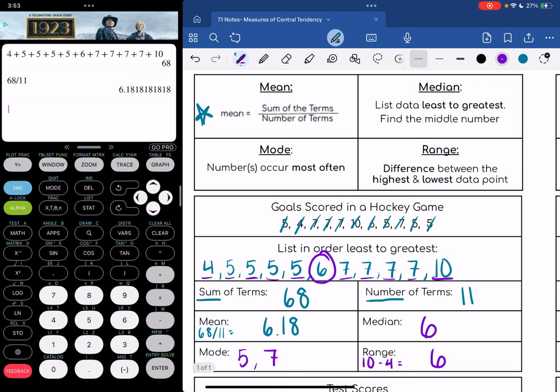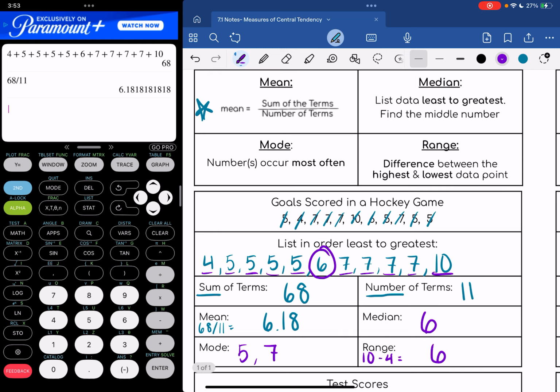Again, mean, median, mode are measures of center. Range is a measure of spread, tells us how far spread out our data is. We've got one more problem because there's some other weird things that we might see depending on how many pieces of data we have and what those pieces of data are.